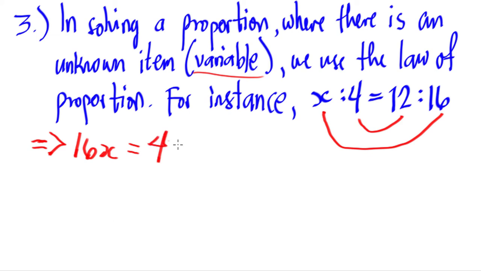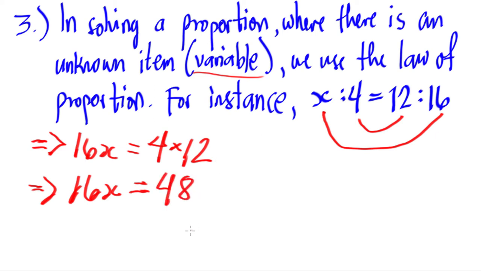So let's not multiply that yet. We continue. We have 16x, we cannot do anything about it actually, just let it be. 4 times 12, what is 4 times 12? That's going to be 48, right? 48. And then by algebra, we will isolate the x. So we're going to transpose the 16 to the other side. We do that by the opposite operation of multiplication.